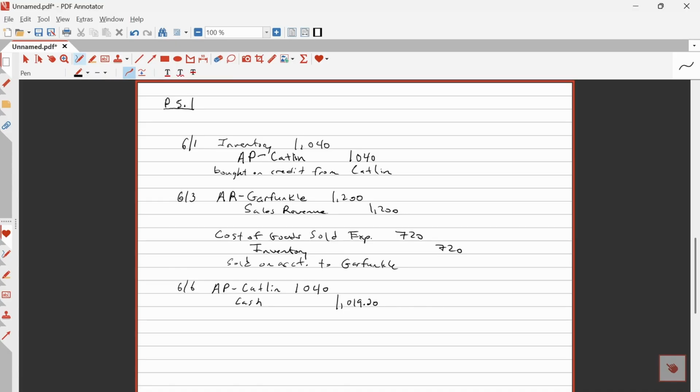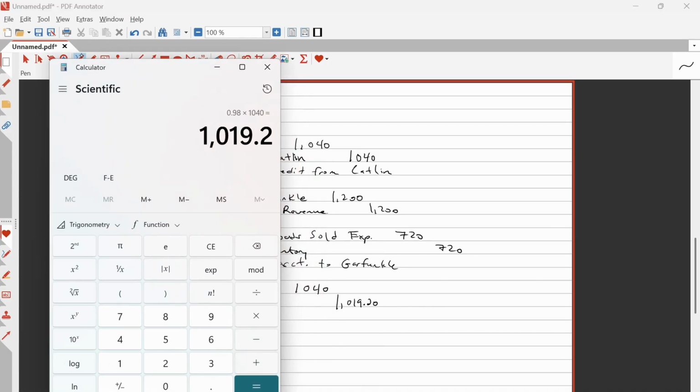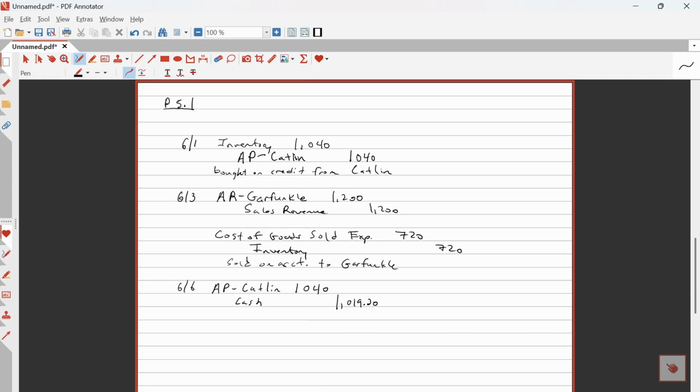So give up that much cash, and we get a 2% discount. So 0.02 times 1,040 is $20.80 discount. So we know we need another credit for 20.80, but the question is, what account does it go to? Anybody remember? We went over this on Thursday.